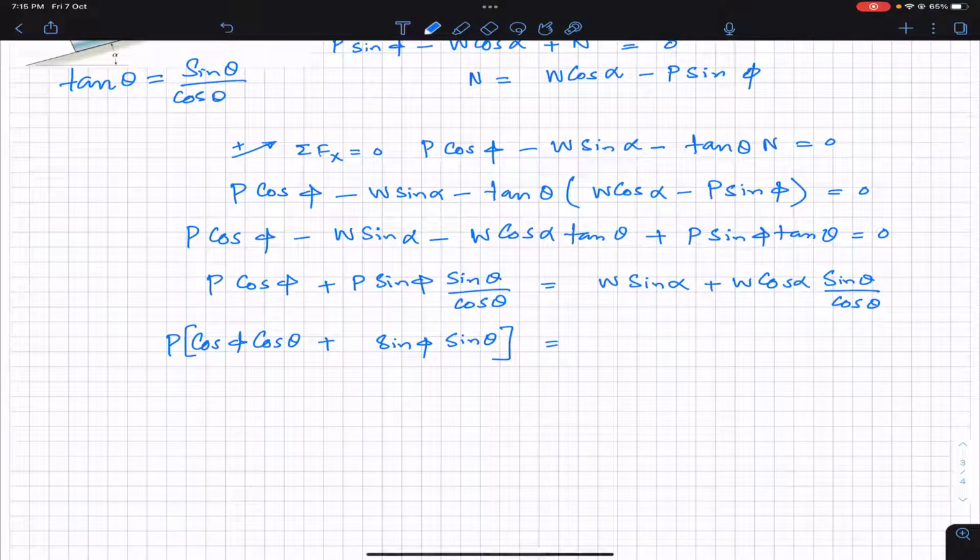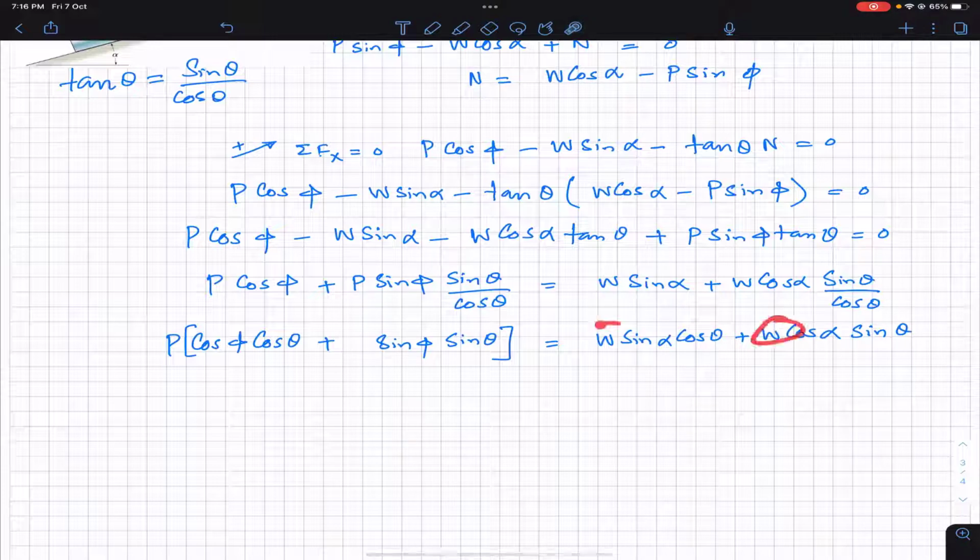and this is equal to, if I multiply cos θ with this, W sin α cos θ plus W cos α, and multiplying cos θ with this term, cos θ will cancel out, so we will be left with W cos α sin θ. And similarly we can take this W common from both of these terms, so this will be like this.